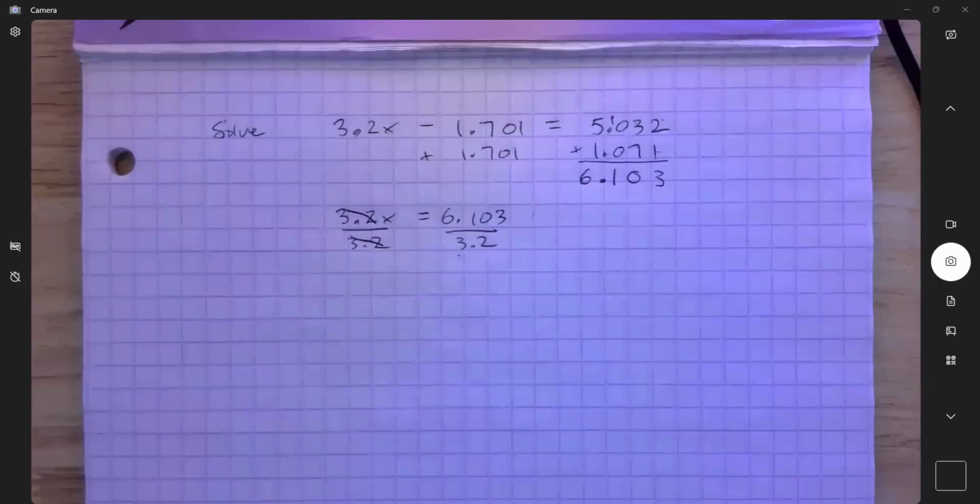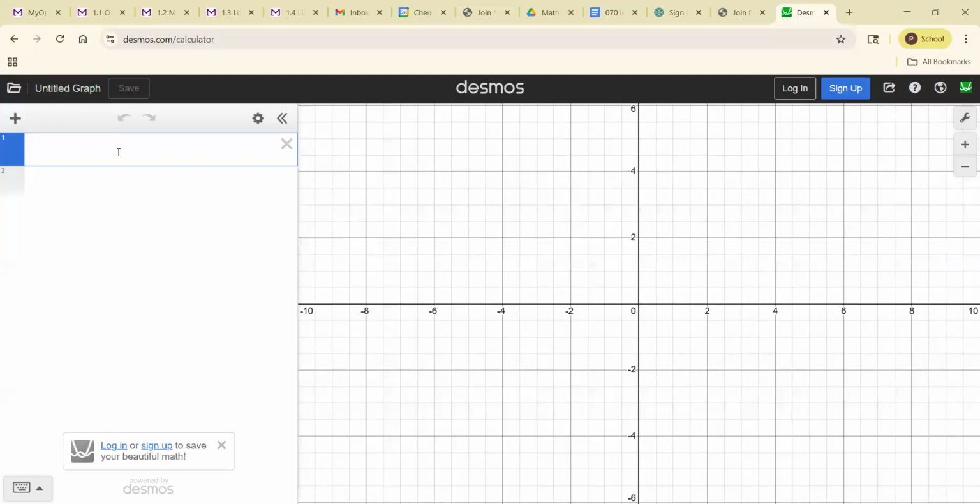This is what Desmos looks like when you land on the home page. And over here in the left, I can just use it like a calculator. So using my number pad on my computer, I'm going to put 6.103, and then I use a division sign, and it automatically creates the vertical division, and then put the 3.2, and there's the answer, 1.9071875. So I'll switch back to the notepad.